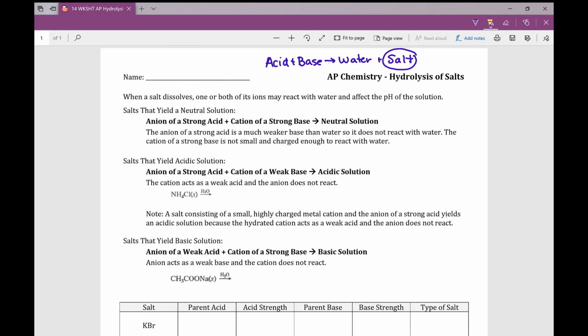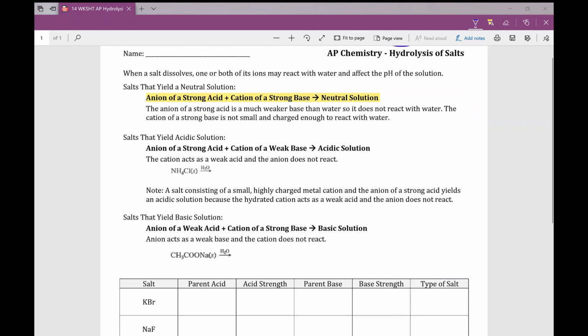Now, the times where an acid and base reacting to form water and salt do actually form a neutral solution is when the anion and the cation of the salt come from a strong acid and a strong base. So whenever you have a strong acid and strong base reacting, it's going to produce a neutral solution, and it has to do with the fact that those ions are not going to be able to interact with water at all, which helps the solution stay neutral.